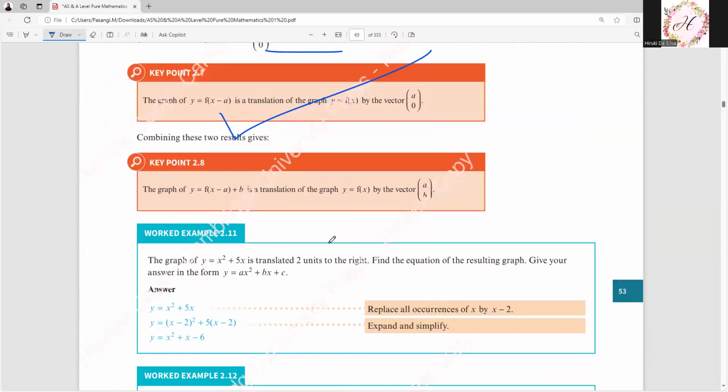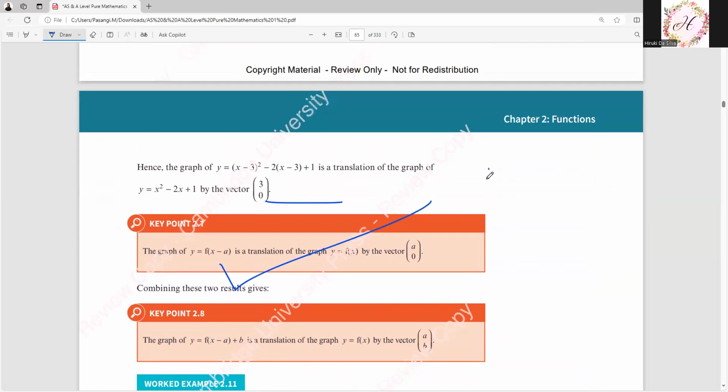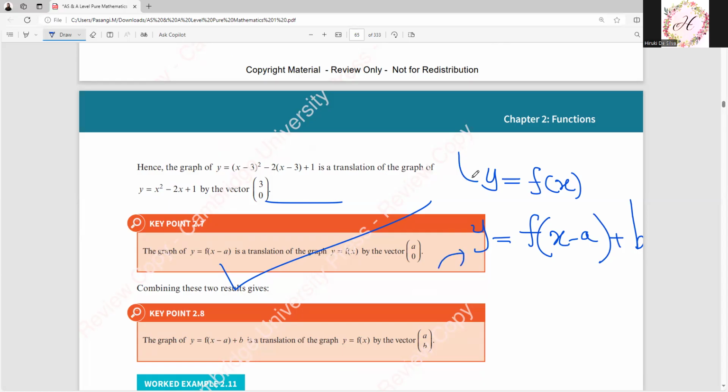So now what do you think? Let's assume like this. If we have an equation like y equals f(x), this is the initial equation. Let's assume we have an equation like y equals f(x minus a) plus b. Now, this is the initial first function. This is the second one. So this one has been translated or transformed to the second one.